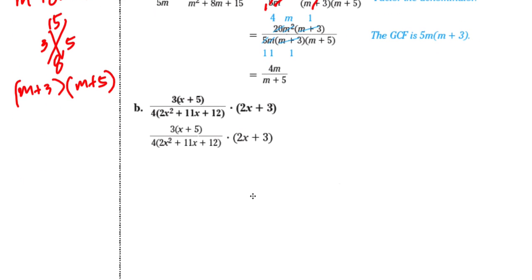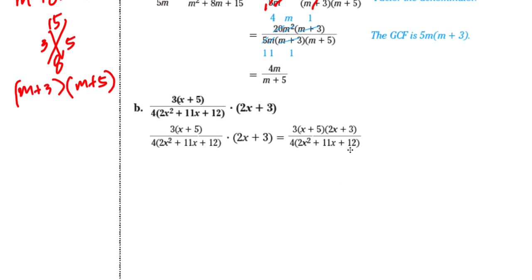Okay, so remember we're multiplying with 2x plus 3. The denominator is 1. So we can begin our factoring. This becomes 3 times the quantity x plus 5 times 2x plus 3, all over 4 times 2x squared plus 11x plus 12.